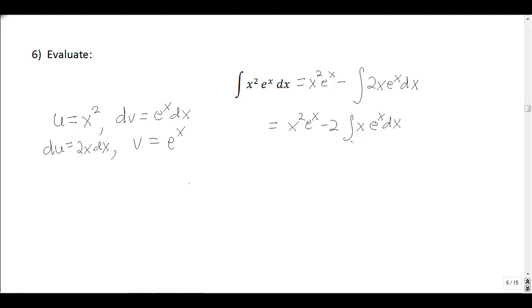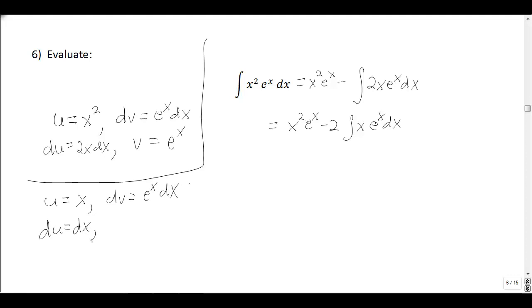If we do this again and the degree goes down by 1 again, we'll end up with e to the x, which we can then integrate. So that's exactly what should happen here. So we're going to do integration by parts again. This time I'm doing the integral of x times e to the x. So I'm going to do u is x, dv is e to the x dx, du is just the derivative of x, that's 1 times dx, v, you integrate e to the x, and you get e to the x.